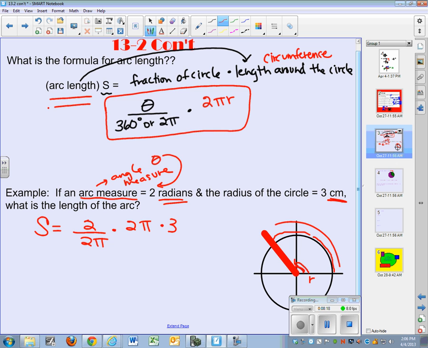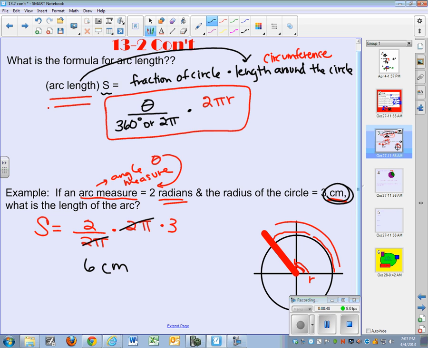Now, before we start multiplying this together, do you see anything that would be nice and easy for us to cancel? 2 pi and 2 pi, right? And so we can do that. And the answer is going to be 2 times 3, which is 6. In units, centimeters. 6 centimeters.